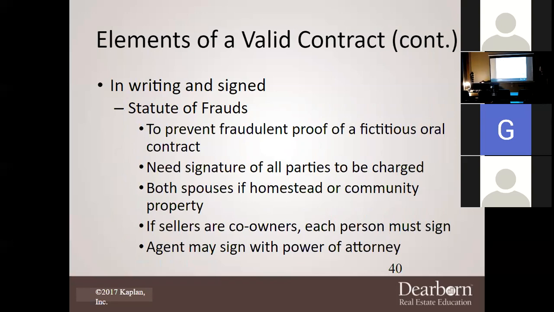The statute of frauds exists to prevent fraudulent proof of fictitious oral contracts, because it's easy to deal with he said, she said. Right, Miss Linda? Miss Linda, Travis told me that he was selling me his $500,000 house for $1. Travis is like, who the heck are you? You remember me, Travis. We sat at the bar the other day and you said you were going to give me your house for $1.